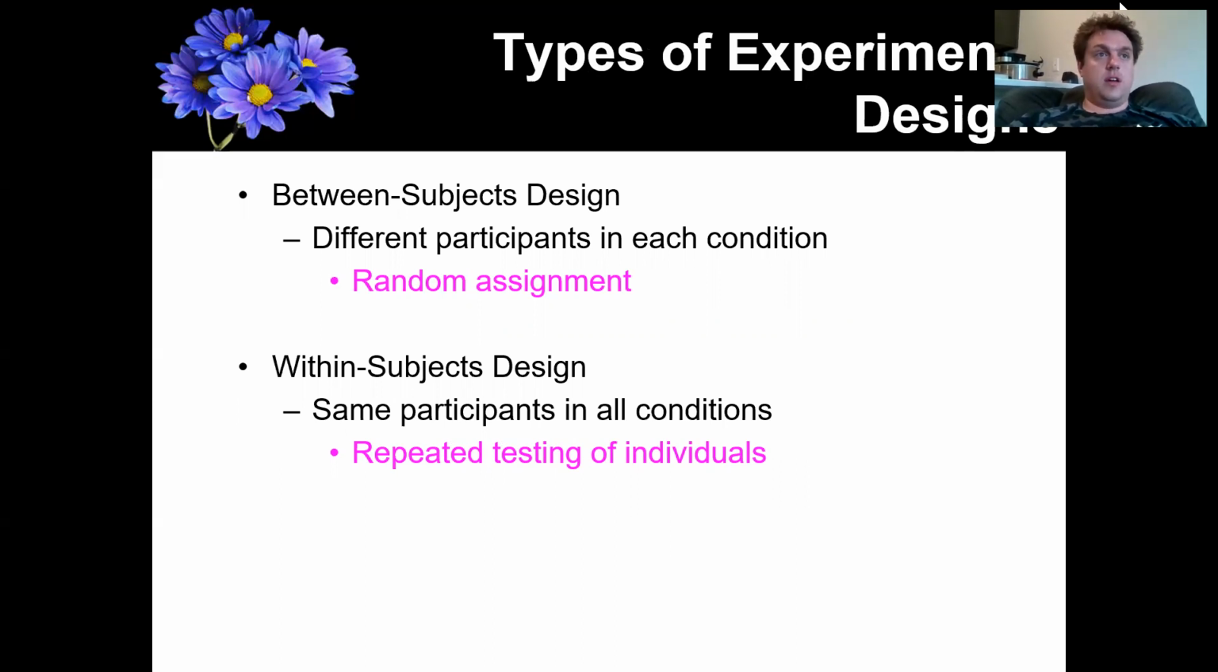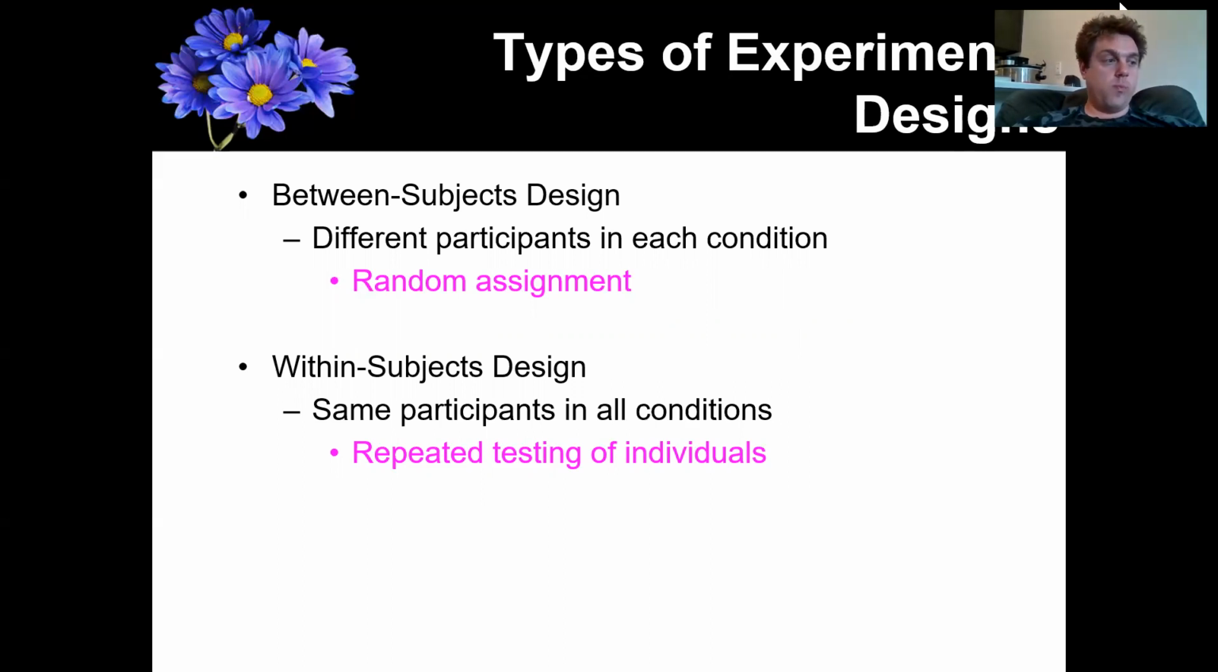So let's say I was looking at cell phones and driving again. That's kind of our common example. One way I could do that is I could have, say, 10 people use the driving simulator while talking on their cell phone, and have 10 people use the driving simulator while not talking on their cell phone. Okay, that would be between subjects because I'm using different people for each condition.